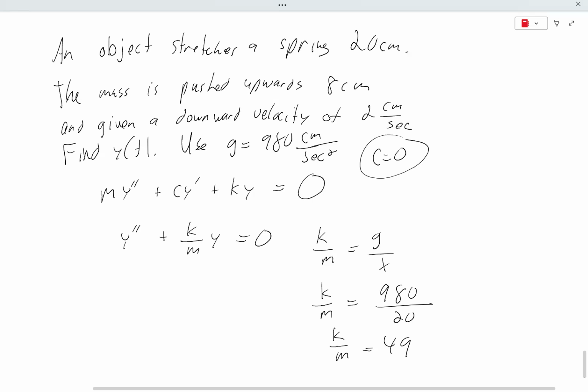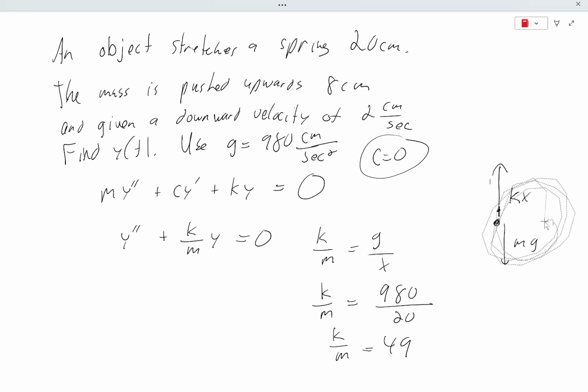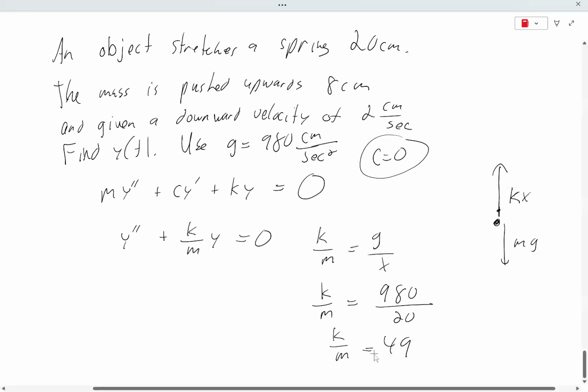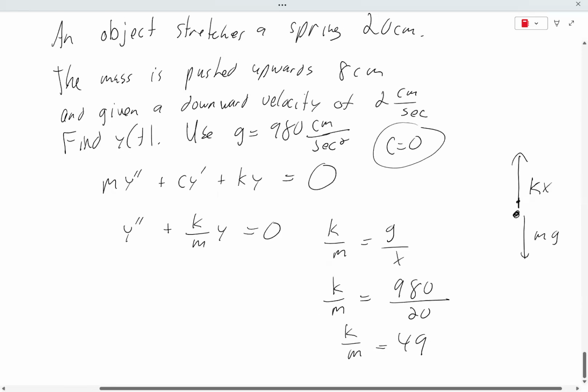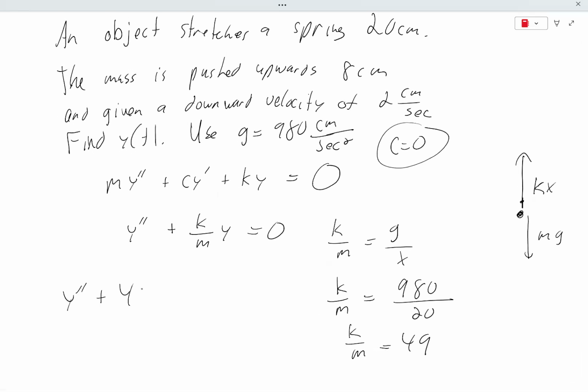Anything on that? Because when the spring's in equilibrium, it has the weight acting down on it, and then Kx is acting up on it. So when it's in equilibrium, these two things are equal to each other, and you get this ratio. So K over M is equal to 49. You don't need the mass, you don't need the spring constant, you just need the ratio of them. So then you got y double prime plus 49y equals 0.